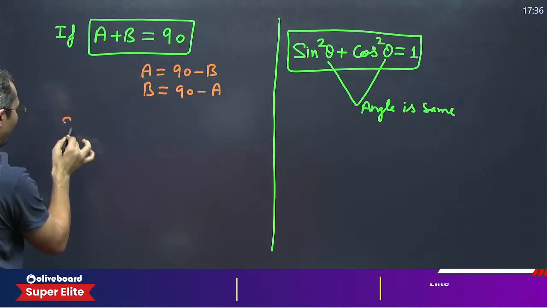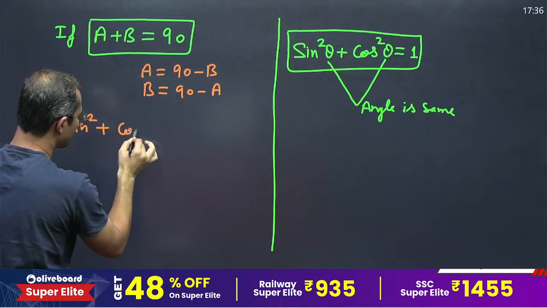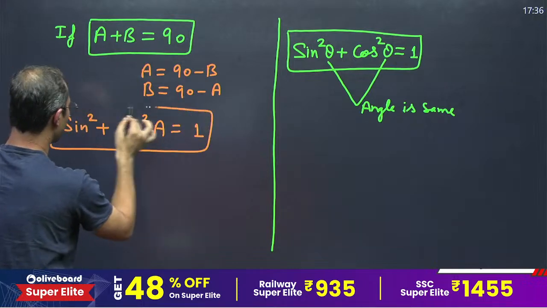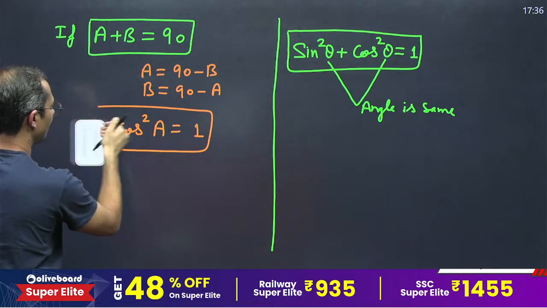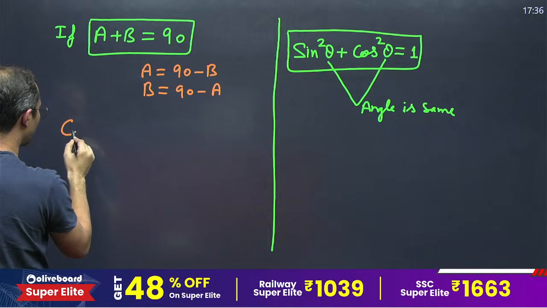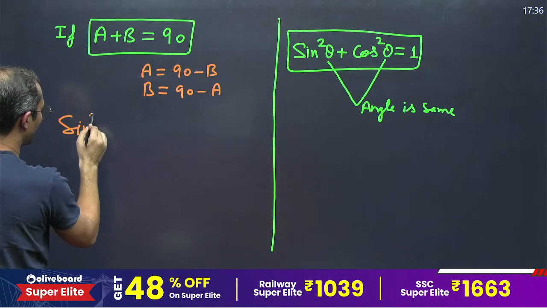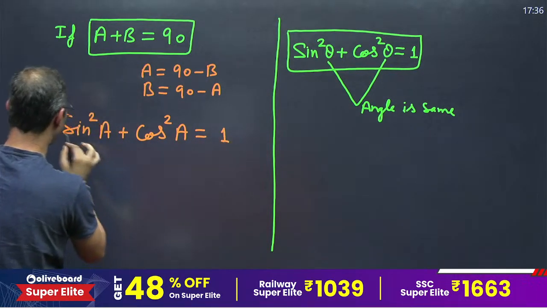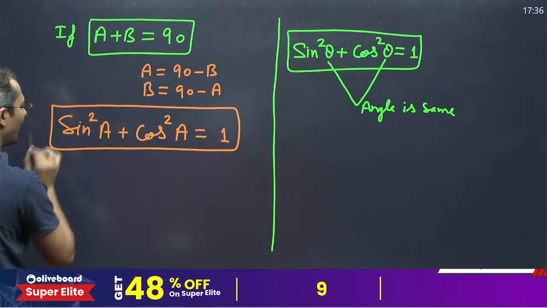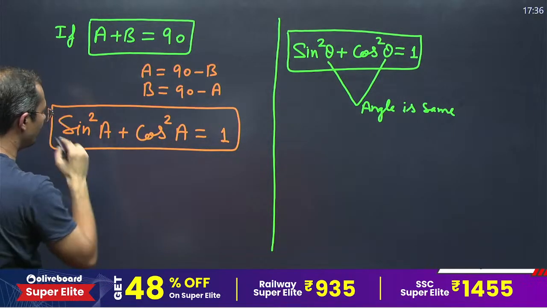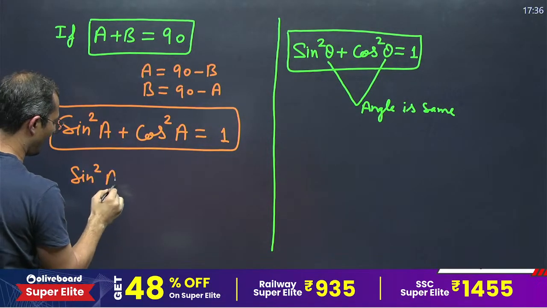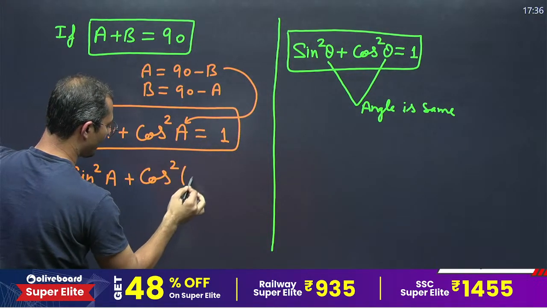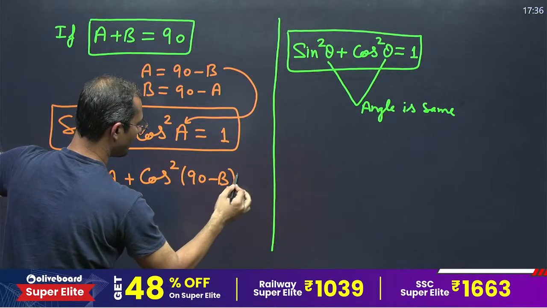Now, if I write sin square A plus cos square A is equal to 1, it is very much correct, because sin square A plus cos square A is an identity, right? Sin square A plus cos square A is equal to 1. This is an identity because the angle is the same. So now I am putting the value for A, just substitute the value of A here. So we will get sin square A plus cos square (90 minus B) is equal to 1.